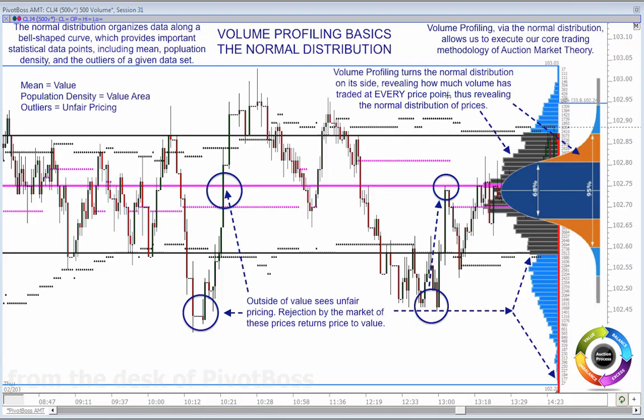So in our first chart example here, volume profiling basics, the normal distribution. As you recall from the introduction to volume profiling, the normal distribution is what ties volume profiling to our core trading philosophy of auction market theory. And as you recall, the normal distribution basically organizes data along a bell-shaped curve, which provides important statistical data points for us, especially in trading, because it provides the mean, the population density, and all the outliers of a given data set, and that really helps us identify value, the value area, and unfair pricing.